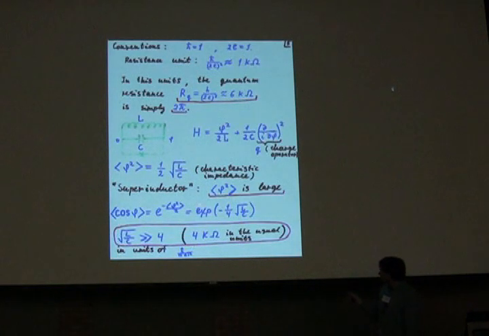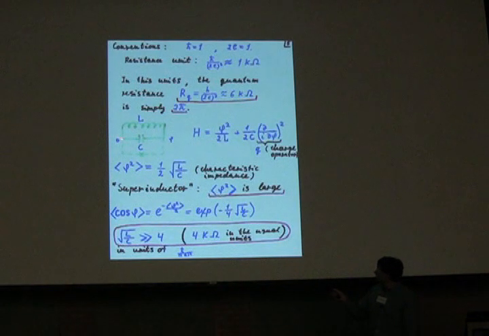Now, if we want to probe this circuit by a Josephson junction, the relevant quantity is cosine phi, because the Josephson energy is proportional to cosine phi, and the Josephson current is proportional to the sine of phi. So if we average the Josephson energy, we get an exponentially small value.